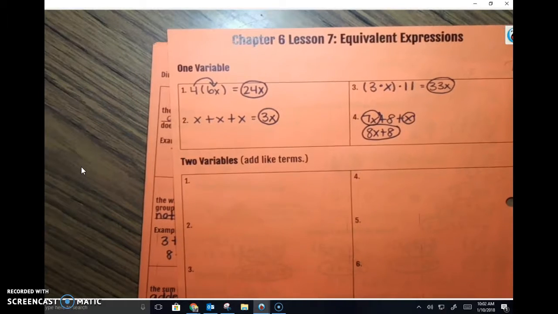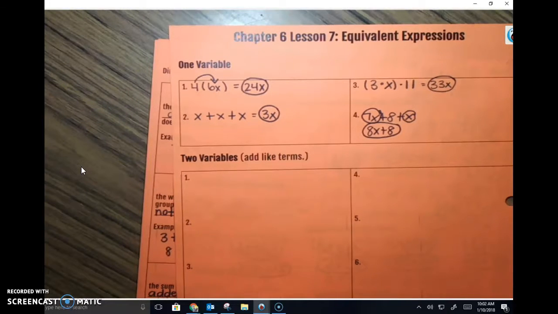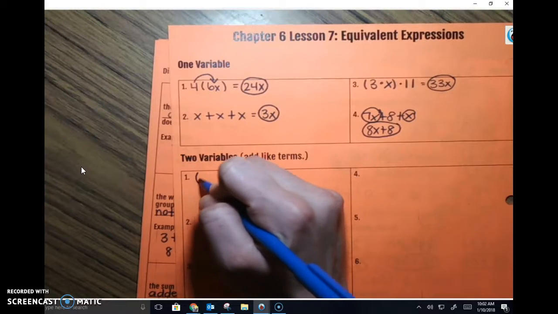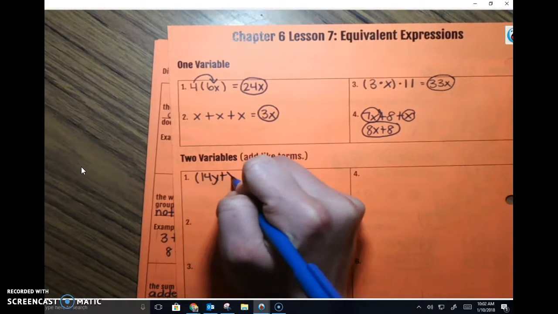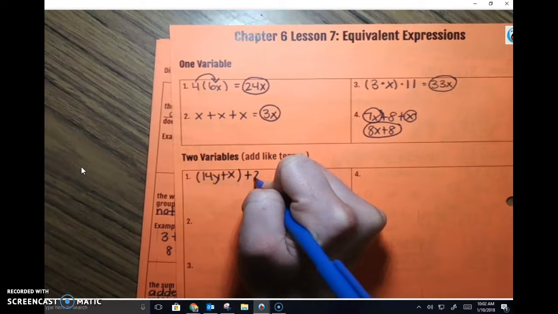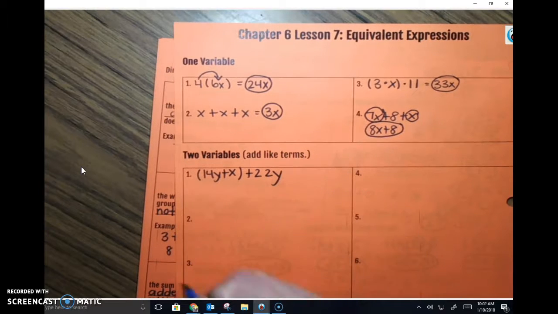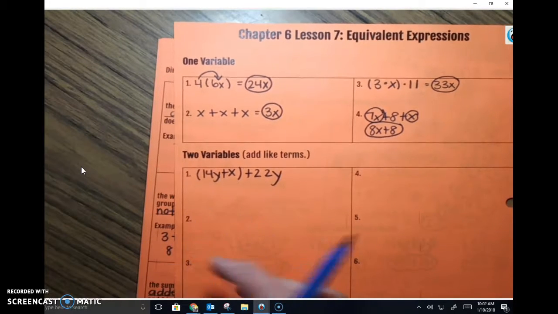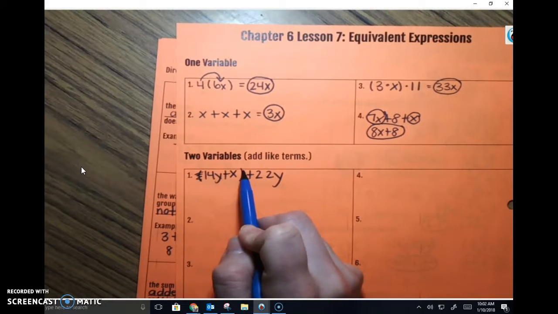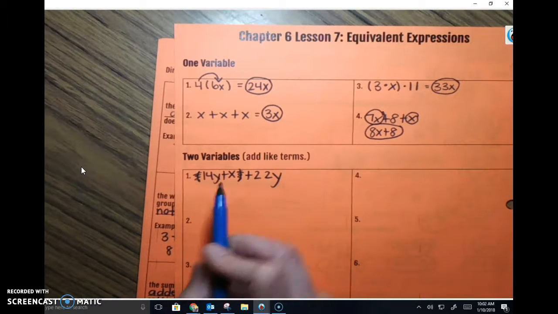Okay, and this one we're going to have two variables. That means we're going to have two different letters. So the first one we're going to look at is 14y plus x plus 22y. So this looks like the associative property. When we're adding, we just don't look at these, and let's add together.